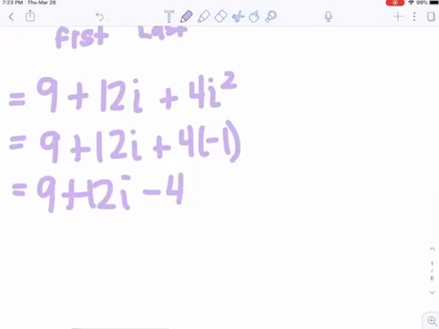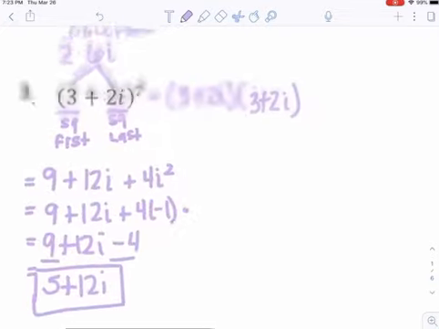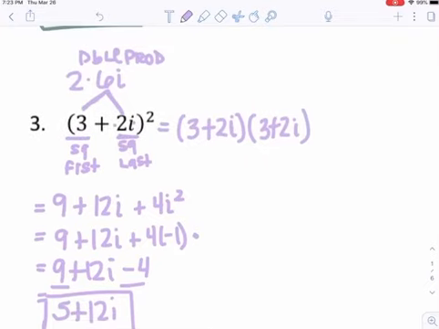You could skip this step if you already know that i squared is going to become negative 1. Okay, now I'm going to combine the 9 and the negative 4, so I get 5 plus 12i as my final answer. Again, you're squaring the first term, doubling this product right here, then you're squaring the last and simplifying from there.